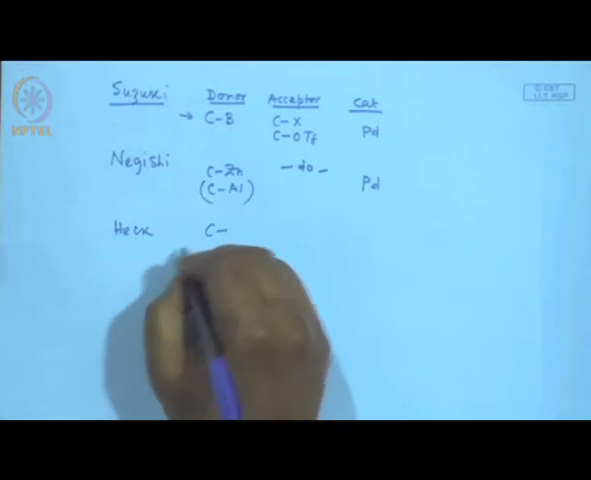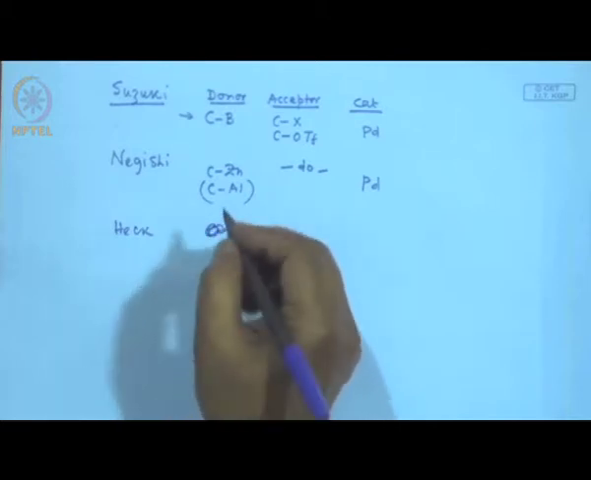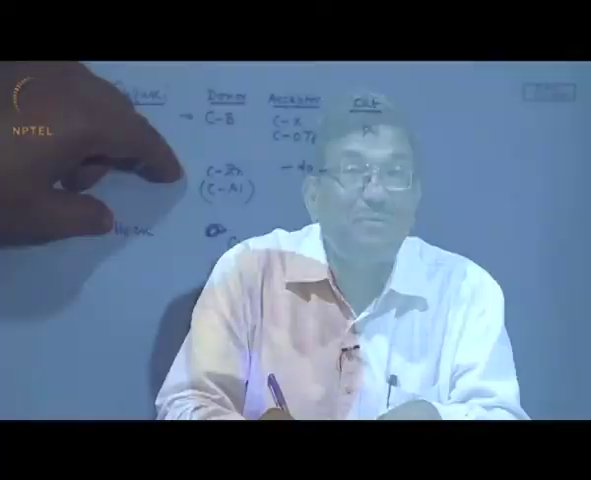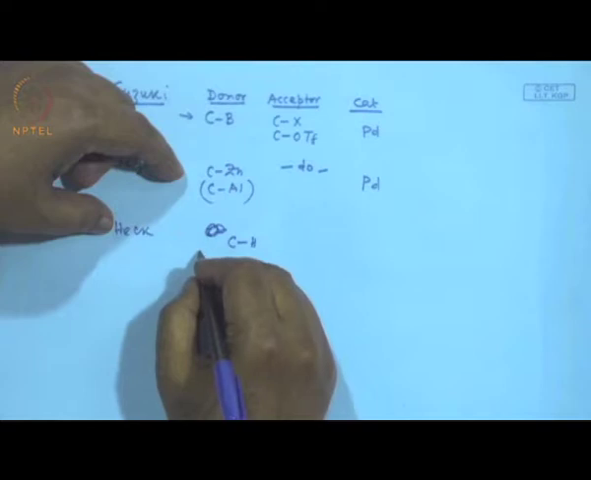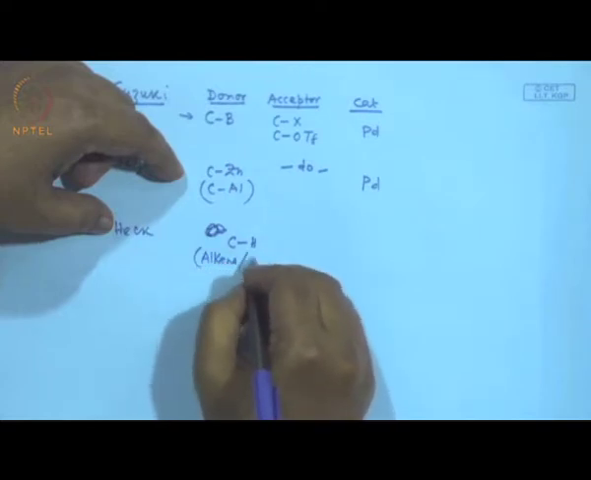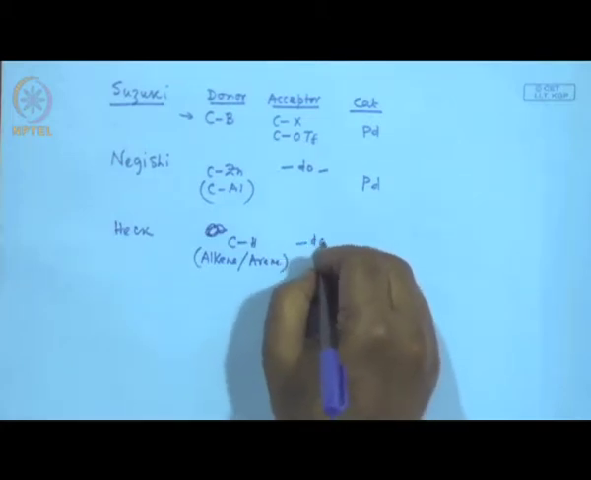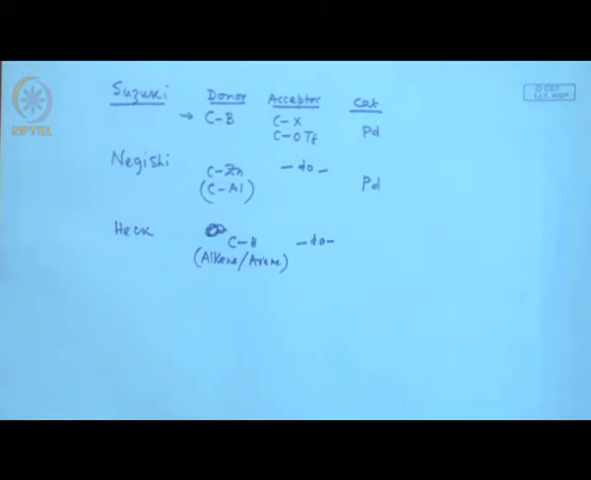What is the donor? Carbon. What is the donor? No, donor part. The donor part means the substrate that would donate these alkyl groups or aryl groups. In Heck reaction, carbon hydrogen, sp2, carbon hydrogen, alkene. So that means carbon hydrogen of alkene or even arenes. Simple benzene also would do the reactions. And acceptor again same thing. Accept anything else?